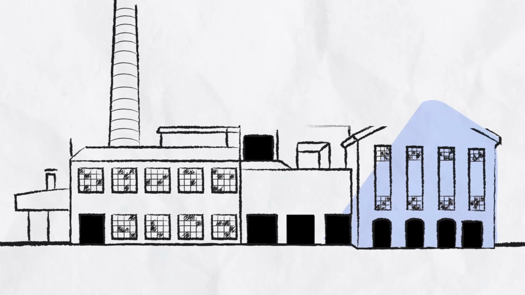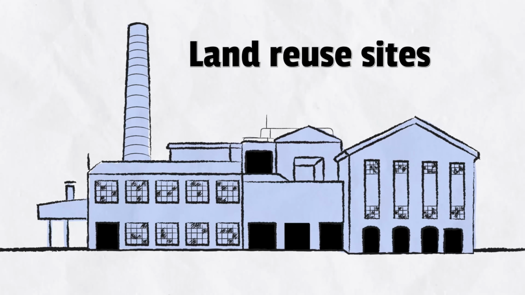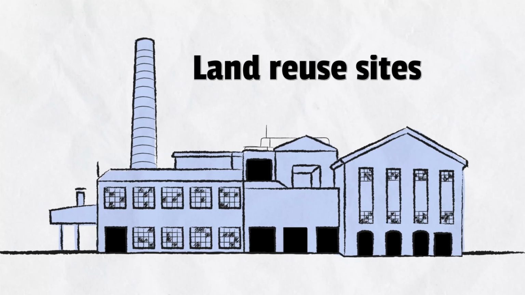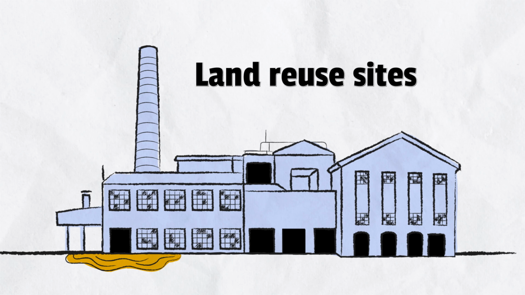Want to improve the health of your community? Land reuse and redevelopment could be the key. An image of an old factory is on the screen. Land reuse sites include brownfields or old or vacant commercial, industrial, or residential properties. Chemicals used at the site, like lead-based paint or solvents, may have contaminated the water, soil, or air. Text reads, Land reuse sites.